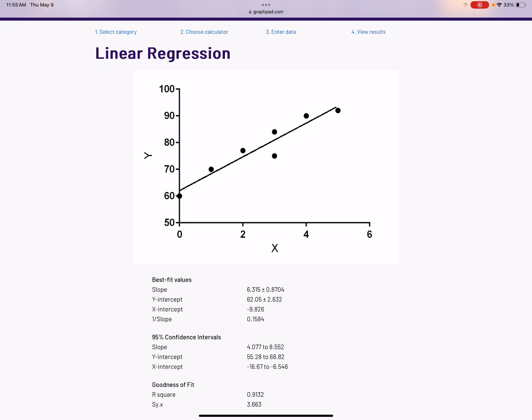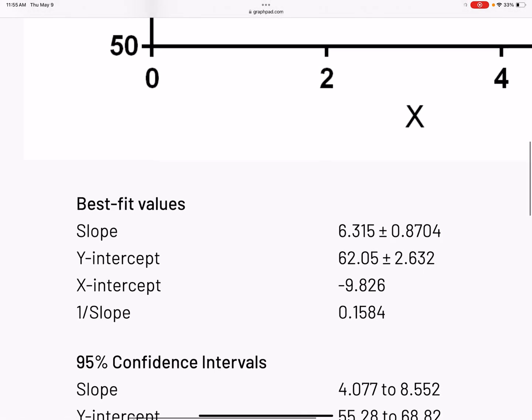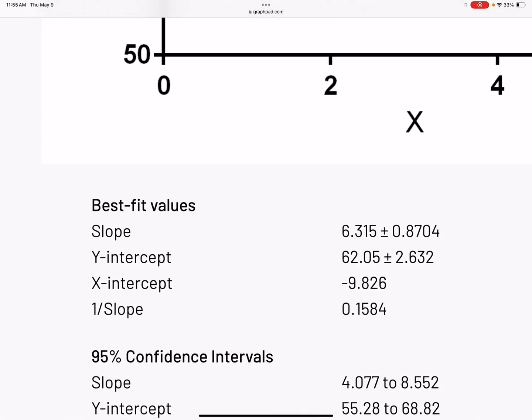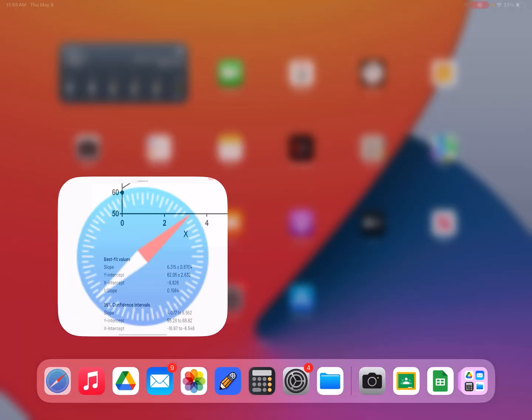So this looks very, very similar, and you can see they have a y-intercept right here of 62 plus or minus 2.632, and then the slope is about 6.3. So we were really, really close, y'all. And so what we're going to do is write that down. So about 6.3 plus 62.